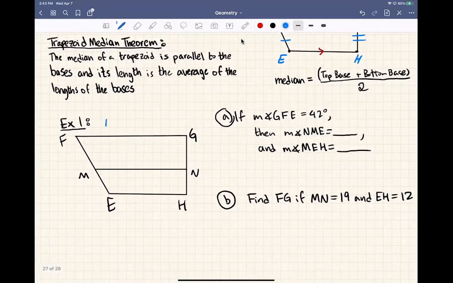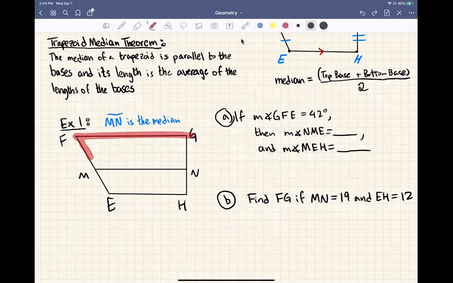Right here, they tell us MN is a median. MN is the median of the trapezoid. So example 1, problem A says, if the measure of angle GFE is 42 degrees, then find the other angles. So if GFE is 42 degrees, it's asking us to find the other angles.